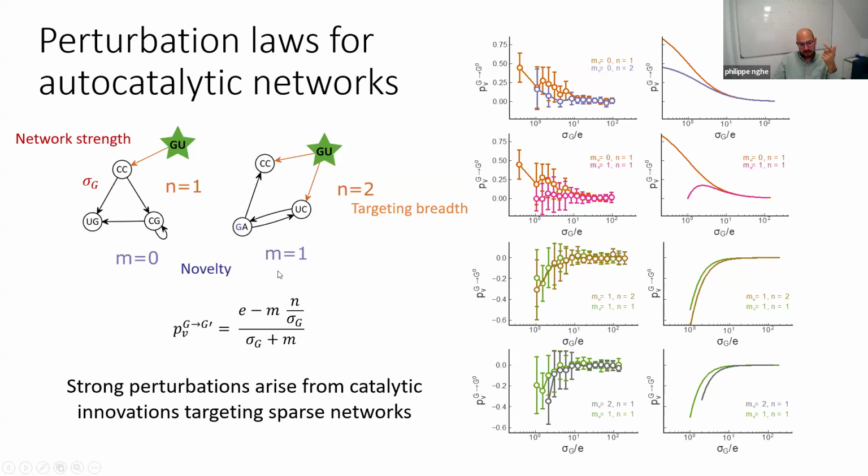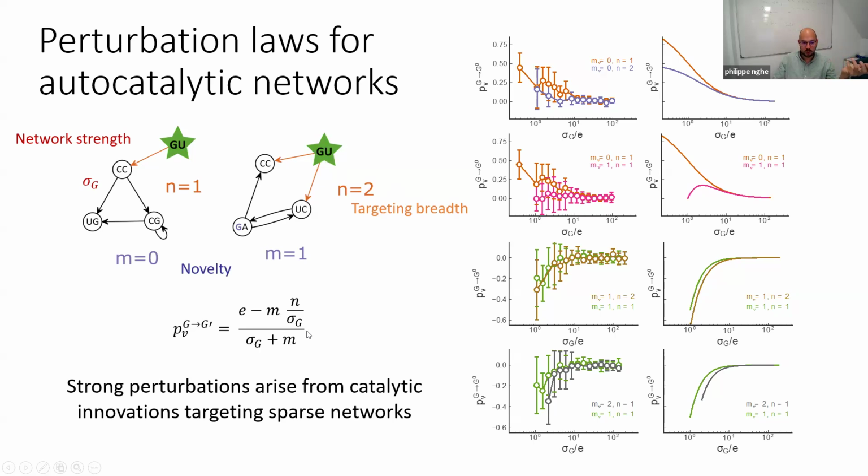Then 2 parameters have to do with the new species, the novelty. In the sense that a new species creates an interaction, catalyzing a species that was not catalyzed by anyone else before. For example, here you see that everyone was more or less catalyzed already by someone. But GA here is not catalyzed by anyone, so if a new species would catalyze it, it would be very novel. And the 3rd parameter is the targeting breadth: how many species are targeted by the new species, with how many pre-existing species does it interact? And so the degree of variation depends on this law.